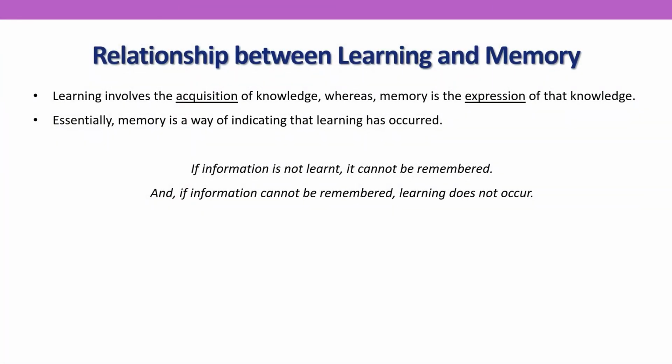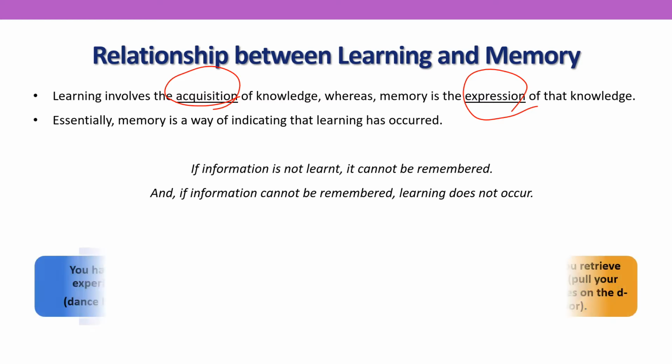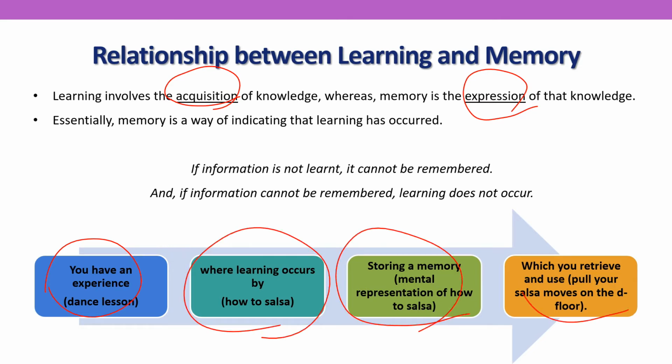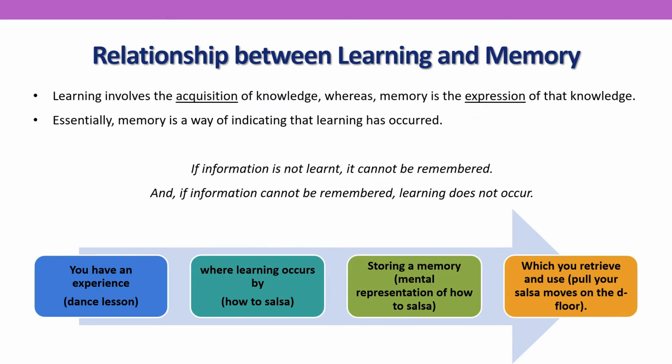So what is learning? What is memory? Learning involves the acquisition of knowledge, whereas memory is the expression of that knowledge, okay? So once we've learned something, we can tell that we've learned something by retrieving a memory. If the information is not learned, then it can't be remembered, okay? So essentially we have an experience, like a dance lesson, learning occurs, we store the memory, and then we can retrieve it, okay? Now, how does that actually occur at a biological level? Well, this is what we're looking at when we look at long-term depression and long-term potentiation.